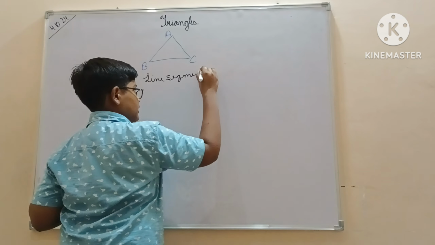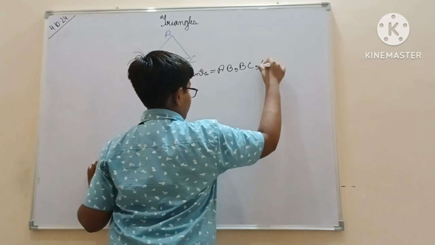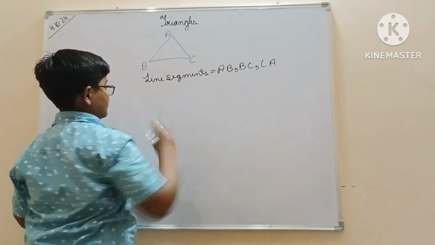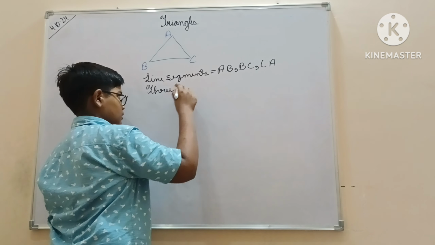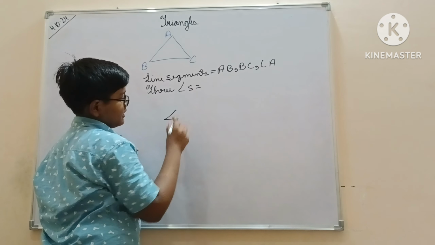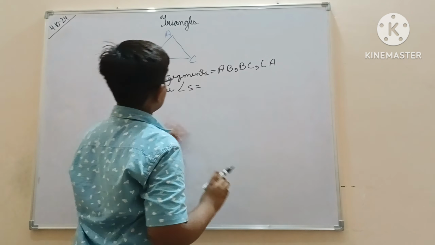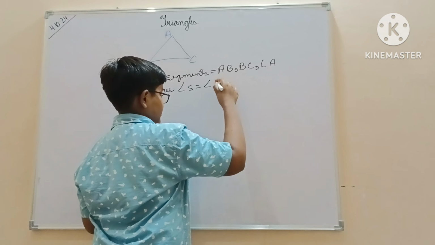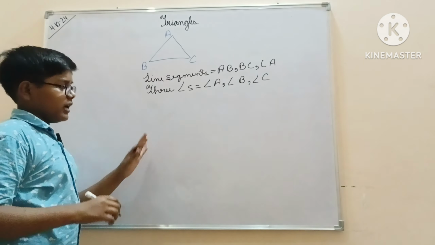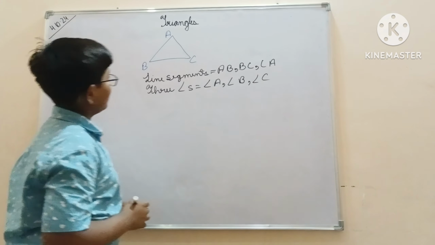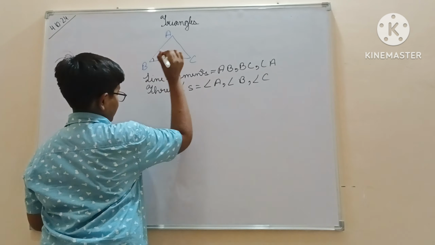A triangle has three line segments, which are AB, BC, and CA. And it has three angles. This L sign denotes angles. So the three angles are angle A, angle B, and angle C. These three angles can also be called the interior angles, as these are the interior angles.